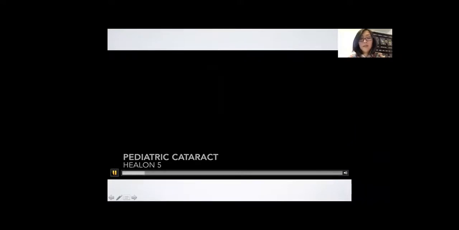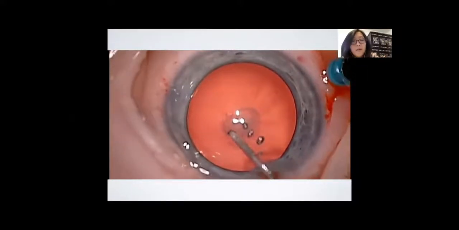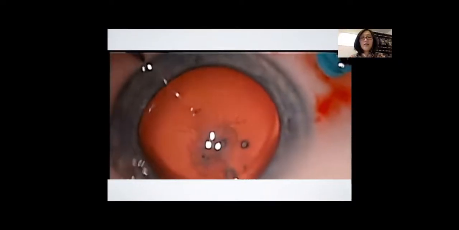This is a case of a pediatric cataract. This is a video from my colleague and friend Mark Lustig. So in a pediatric case, the capsule is very rubbery and acts in a very different manner. So you can see here that it can run out at any time. And so the use of a very dense cohesive viscoelastic can be very helpful in order to tamponade the capsule to prevent it from running out during the capsulorhexis.